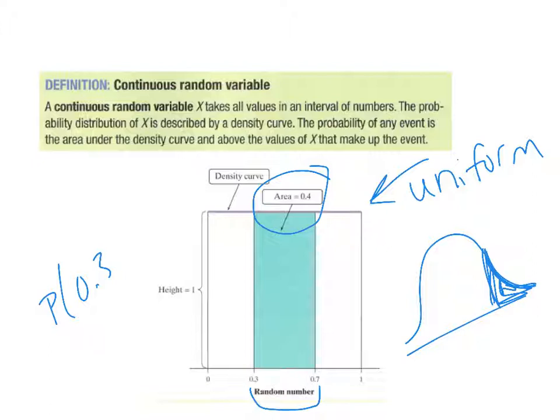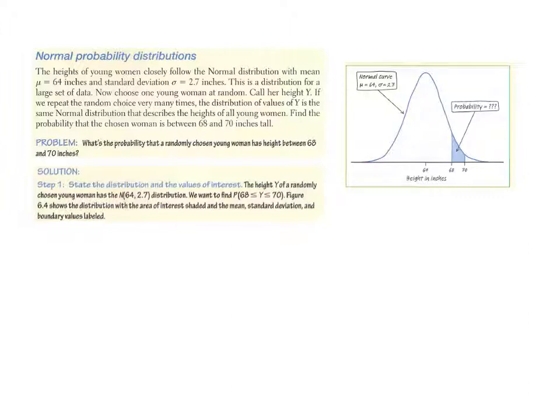So the probability of y being greater than or equal to 0.3 and less than or equal to 0.7. That's what that information shows us. Okay, so let's look at this example here using a normal curve.